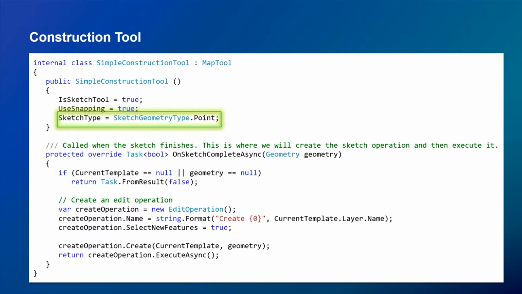Once that sketch is completed, we are overriding the OnSketchComplete, where we're handed the geometry. Then we can do additional manipulation to that geometry, or we wrap it in an edit operation. We give it a name. This is the name that appears on our undo and redo stack, so that's the label that shows up there. Then we queue the edit and then execute, or commit, the operation itself.